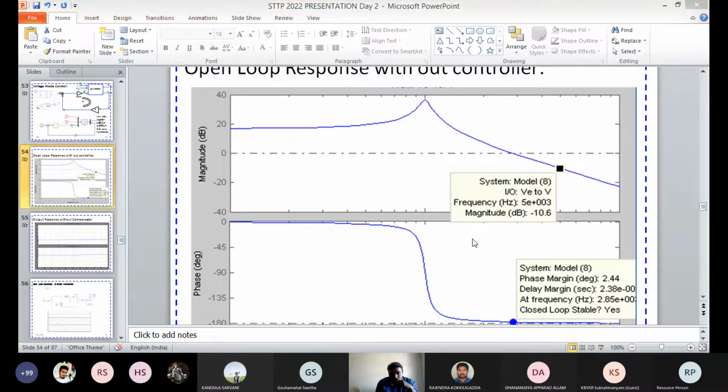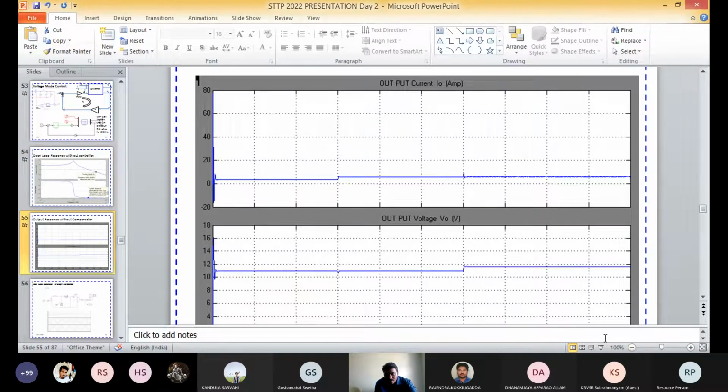So this is the frequency response, with a very low phase margin and the frequency also only 5 kilohertz. And this is the time response, showing a very large steady state error, only around 11 volts. And these are the disturbances we are giving on the source side and load side to observe the behavior of the controller. So this is the response.